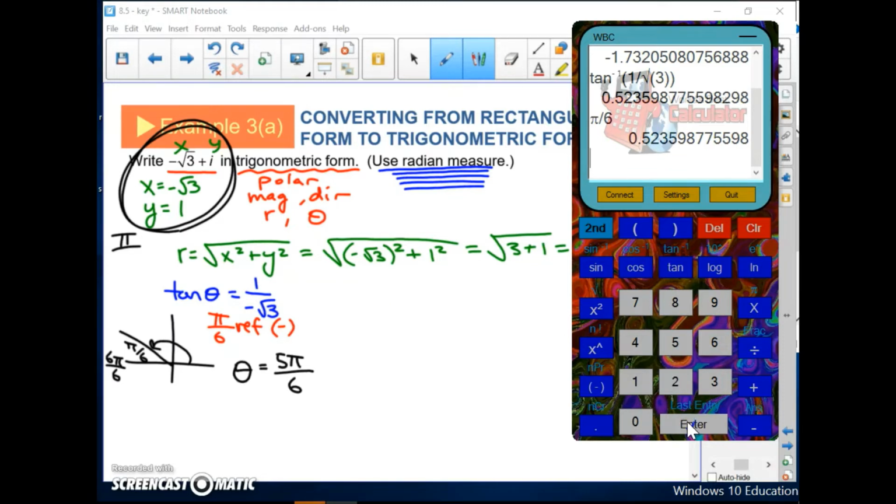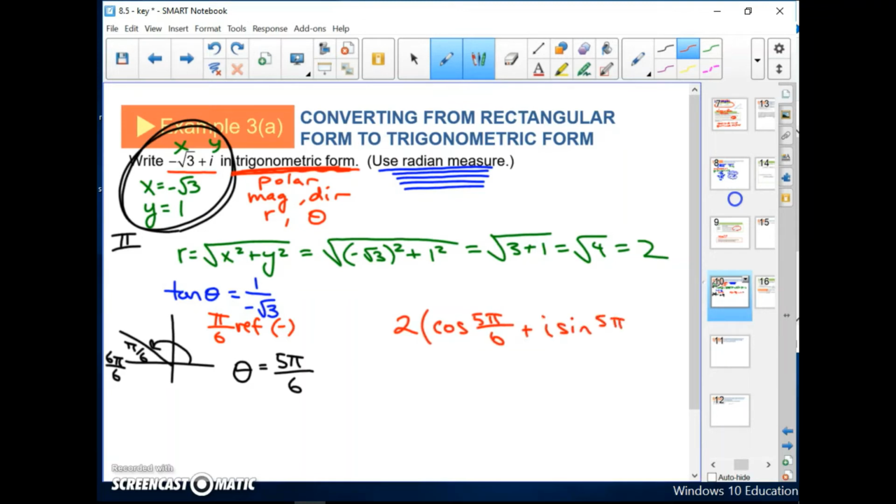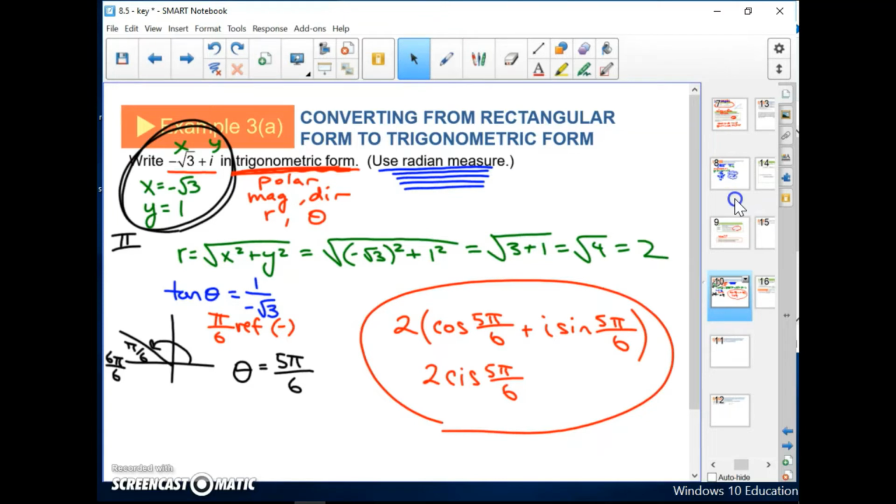Okay? So I've got the magnitude. The magnitude was 2. And the direction angle is 5 pi over 6. So if I have to write it in polar form, remember that's what they asked me to do, right? Write it in polar form. That means magnitude times cosine of that angle plus i sine of that angle. That's polar form. Or the abbreviated version looks like 2 cis 5 pi over 6. I don't know about you, but I would rather use the abbreviated version. 2 cis 5 pi over 6 seems a lot easier to write. Okay, one or the other, that's polar form.